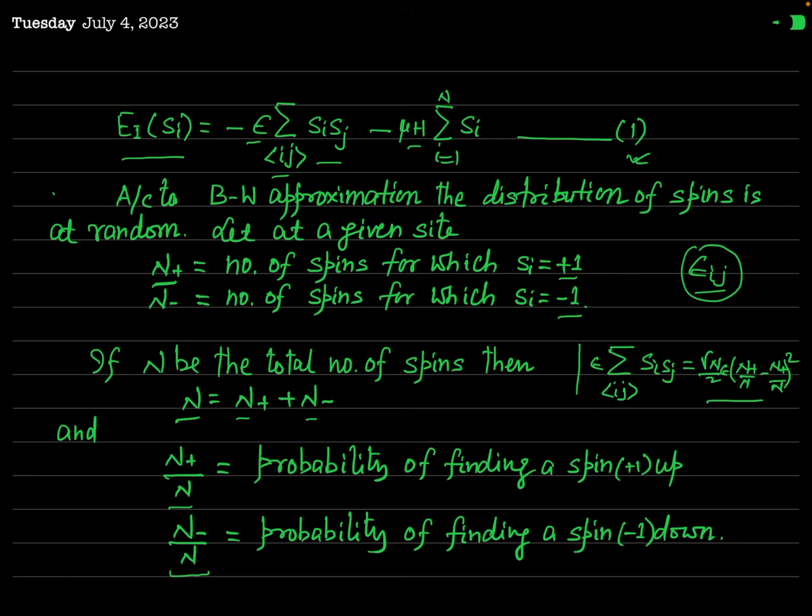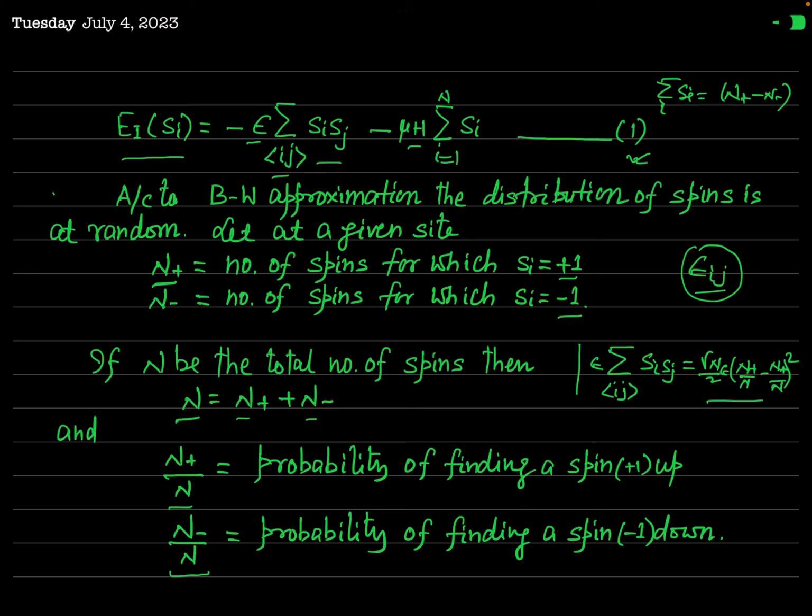Similarly, the summation over i of Si will be simply equal to n plus minus n minus, because we consider the value of n plus as plus 1 and n minus as minus 1. So this summation will be the algebraic sum, and that will be equal to n plus minus n minus.